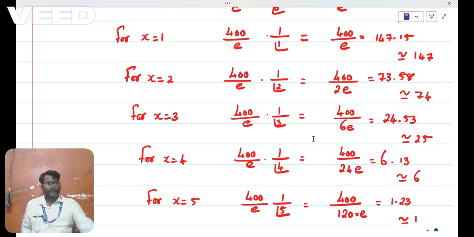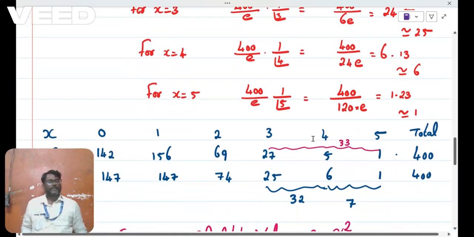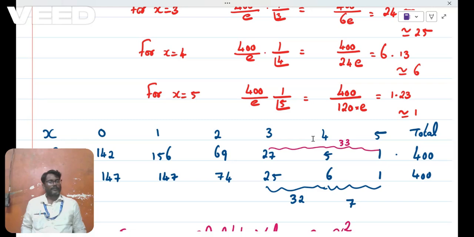Next, for x equal to 4, we get 400 divided by e into 1 by 4 factorial. 4 factorial is 24, so we get 400 divided by 24e, which is equal to 6.13, which is approximated as 6. Finally, for x equal to 5, we get 400 divided by e into 1 by 5 factorial, which is equal to 400 divided by 120e, which is equal to 1.23, which is approximated as 1.